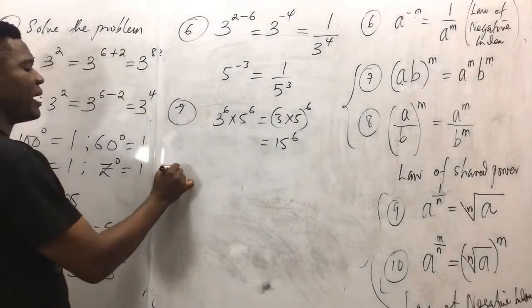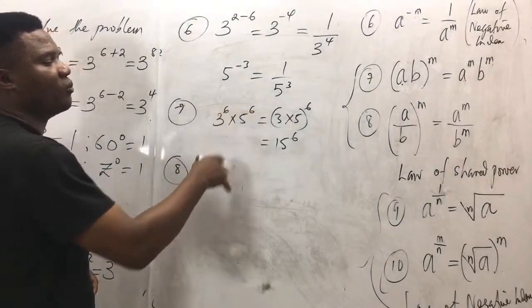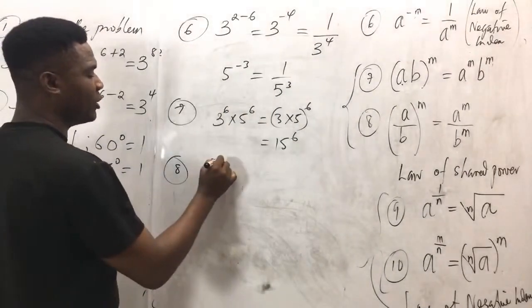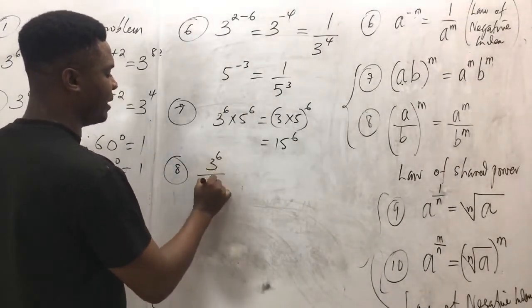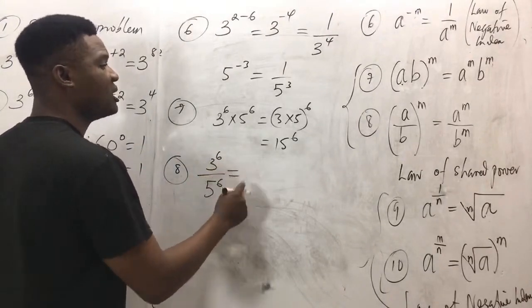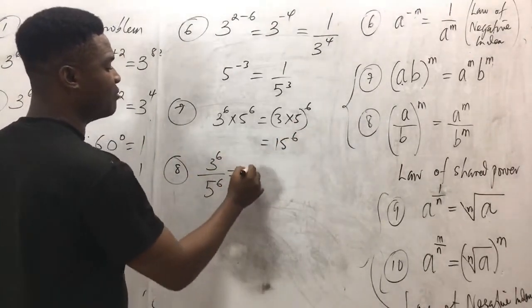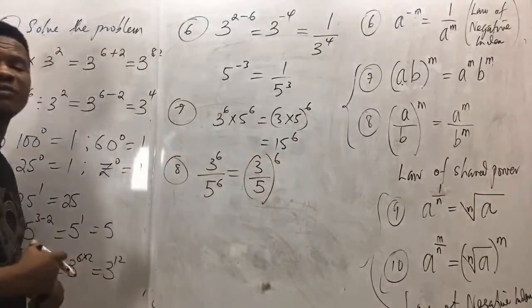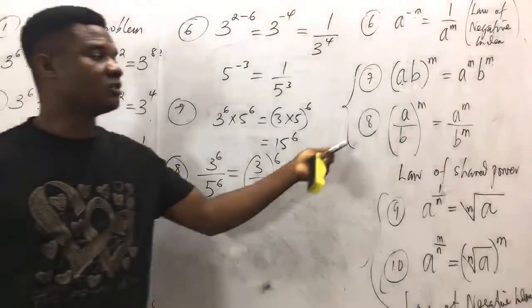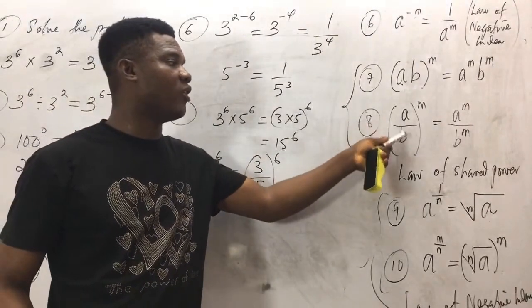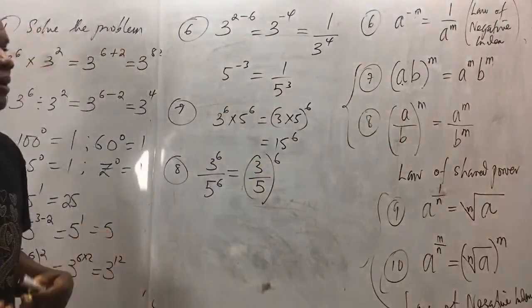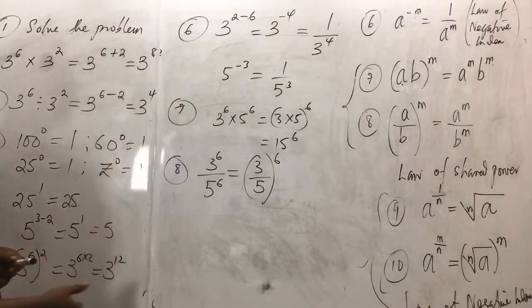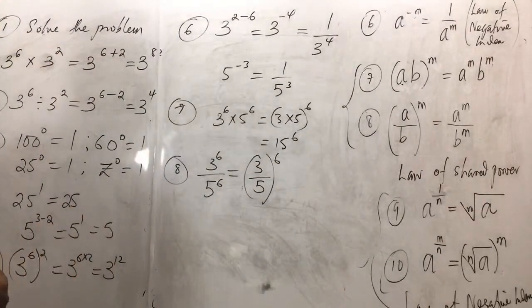So for law number 8, what if this problem were not in multiplication, it was rather in division? That is, you had 3 raised to the power 6 divided by 5 raised to the power 6. Of course, by law number 8, this problem can be solved by doing 3 over 5 raised to the power 6. Why do you have the audacity to do this? It is because according to law 8 here, a over b raised to the power m is a raised to the power m divided by b raised to the power m. Okay, so these are cases where you apply laws number 7 and 8.